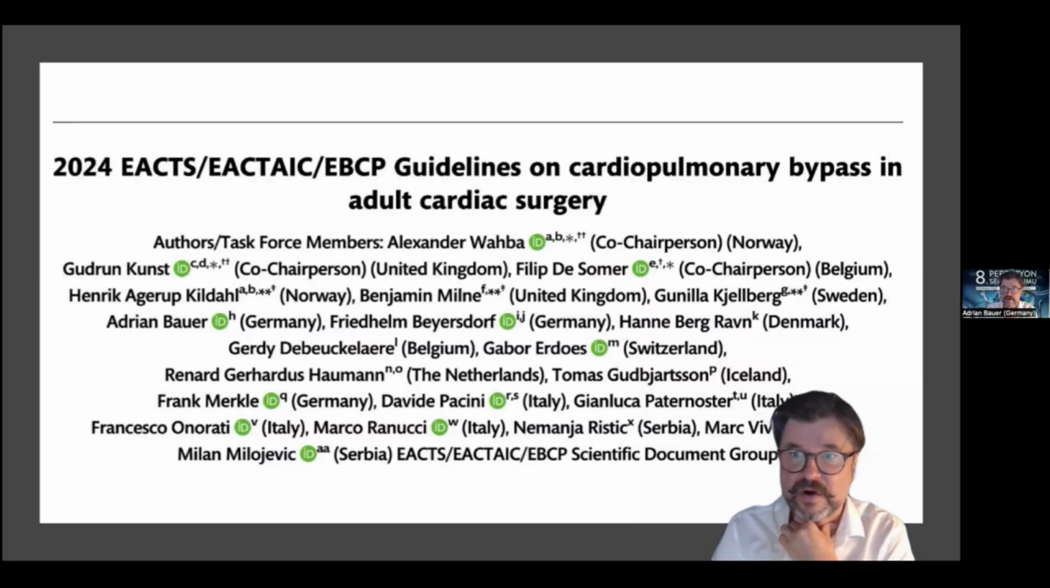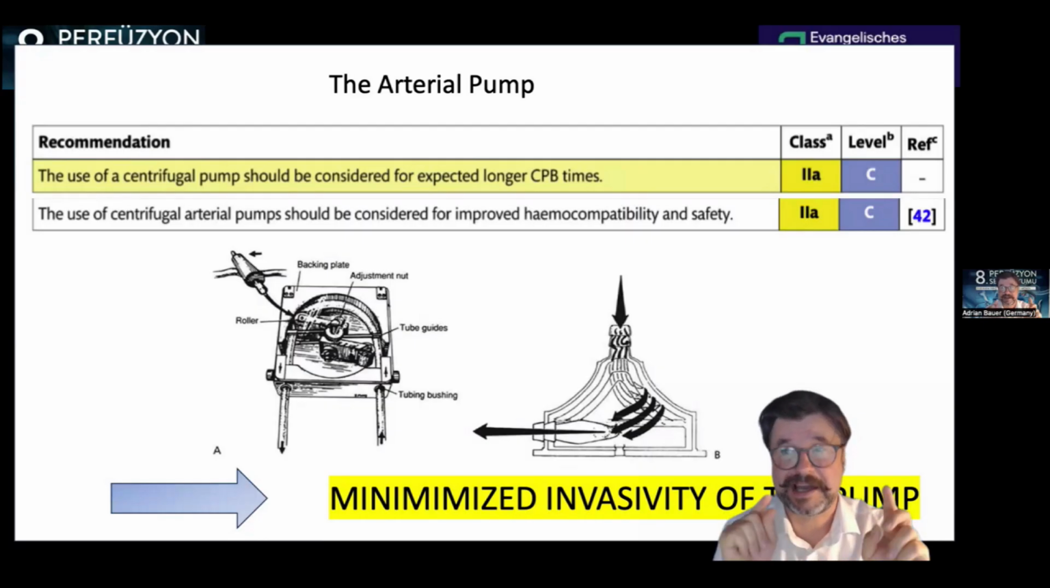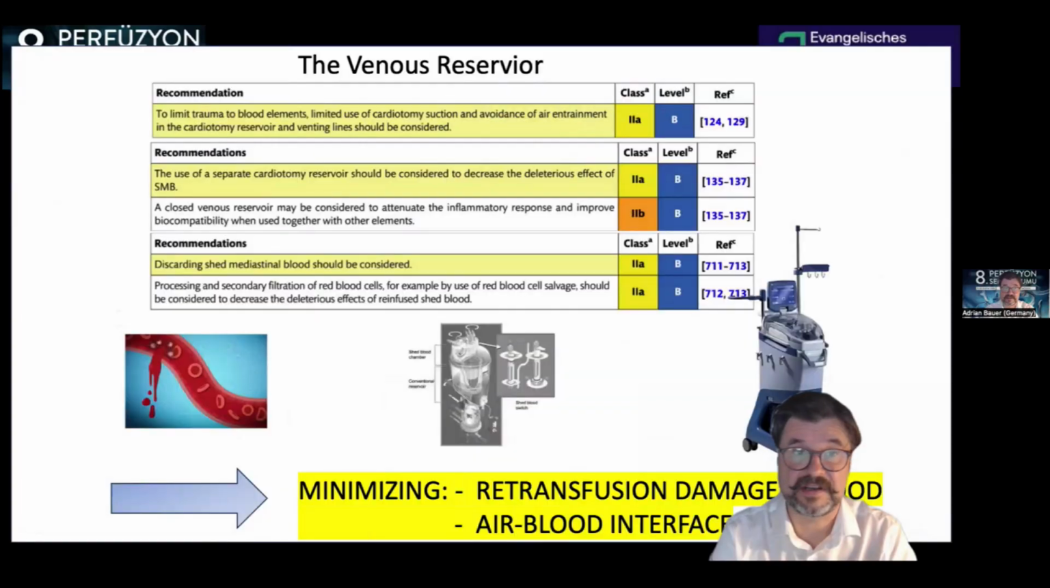If you look at the current publication of our guideline, and even at the one from 2019, we find strict recommendations on the arterial pump. The use of a centrifugal arterial pump should be considered, even for longer CPB times, and that's still the same recommendation in 2024. It should also be considered to improve hemocompatibility and therefore minimize the invasivity of the pump within the system.